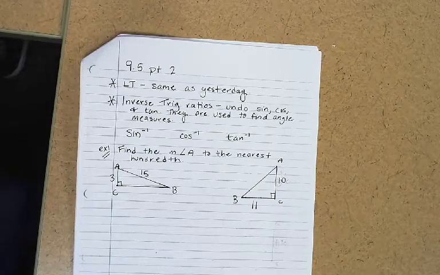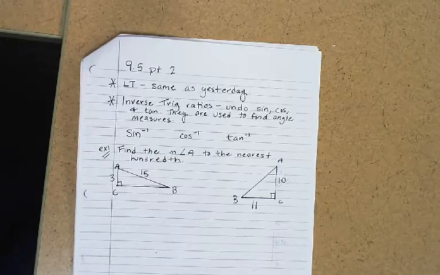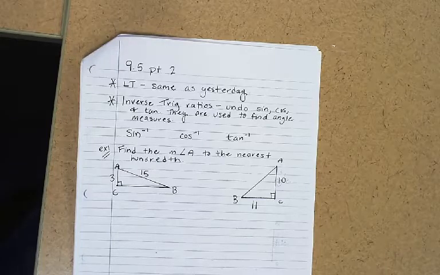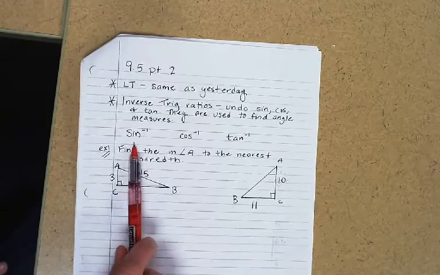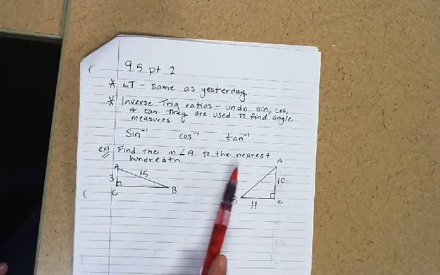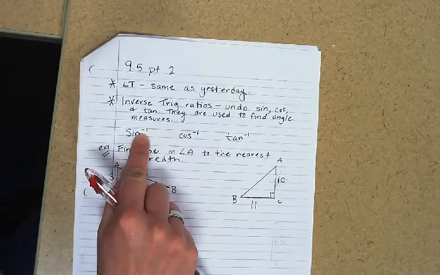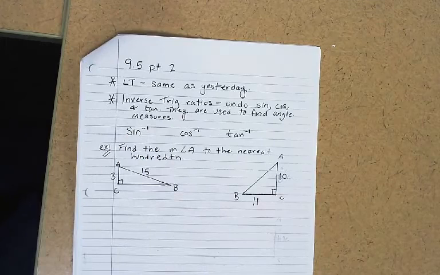All right, so today we're doing 9.5 part 2. The learning target is the same as we did yesterday. Today we're learning about inverse trig ratios. Those are the things that undo sine, cosine, and tangent. Just like multiply and divide undo each other, and add and subtract undo each other, sine and sine inverse undo each other, and cosine and cosine inverse undo each other. And same with tangent and tangent inverse. Basically you just write sine with a little -1 on the top, and that means sine inverse.